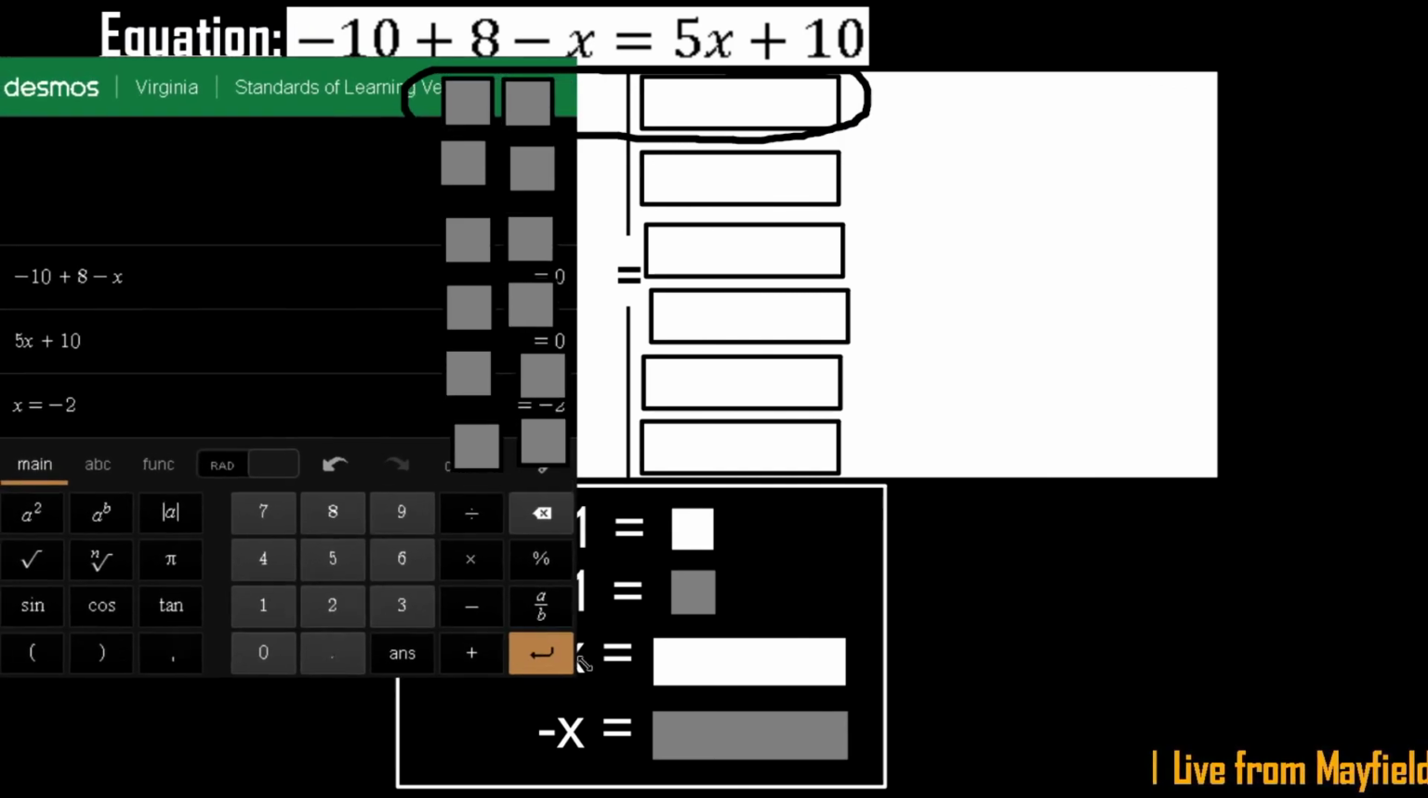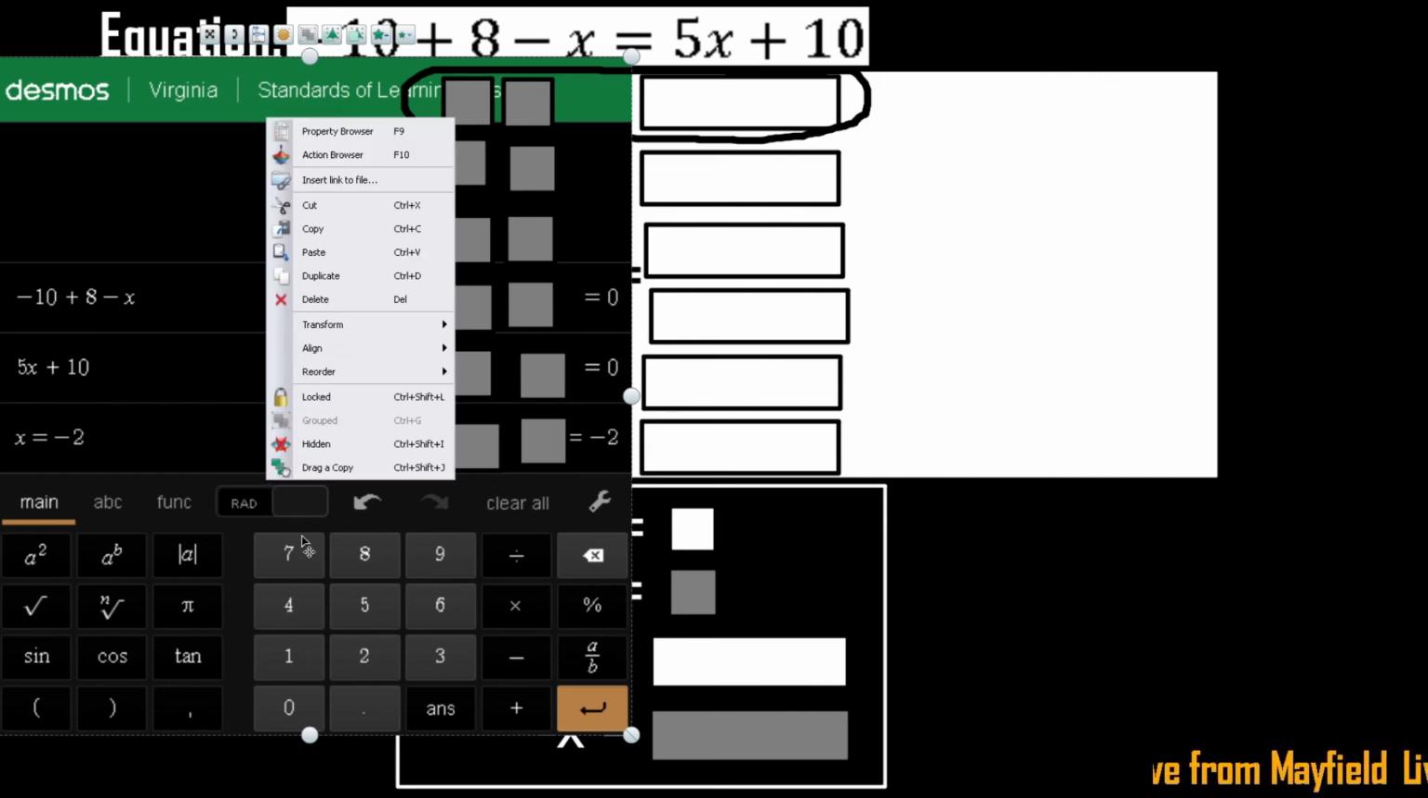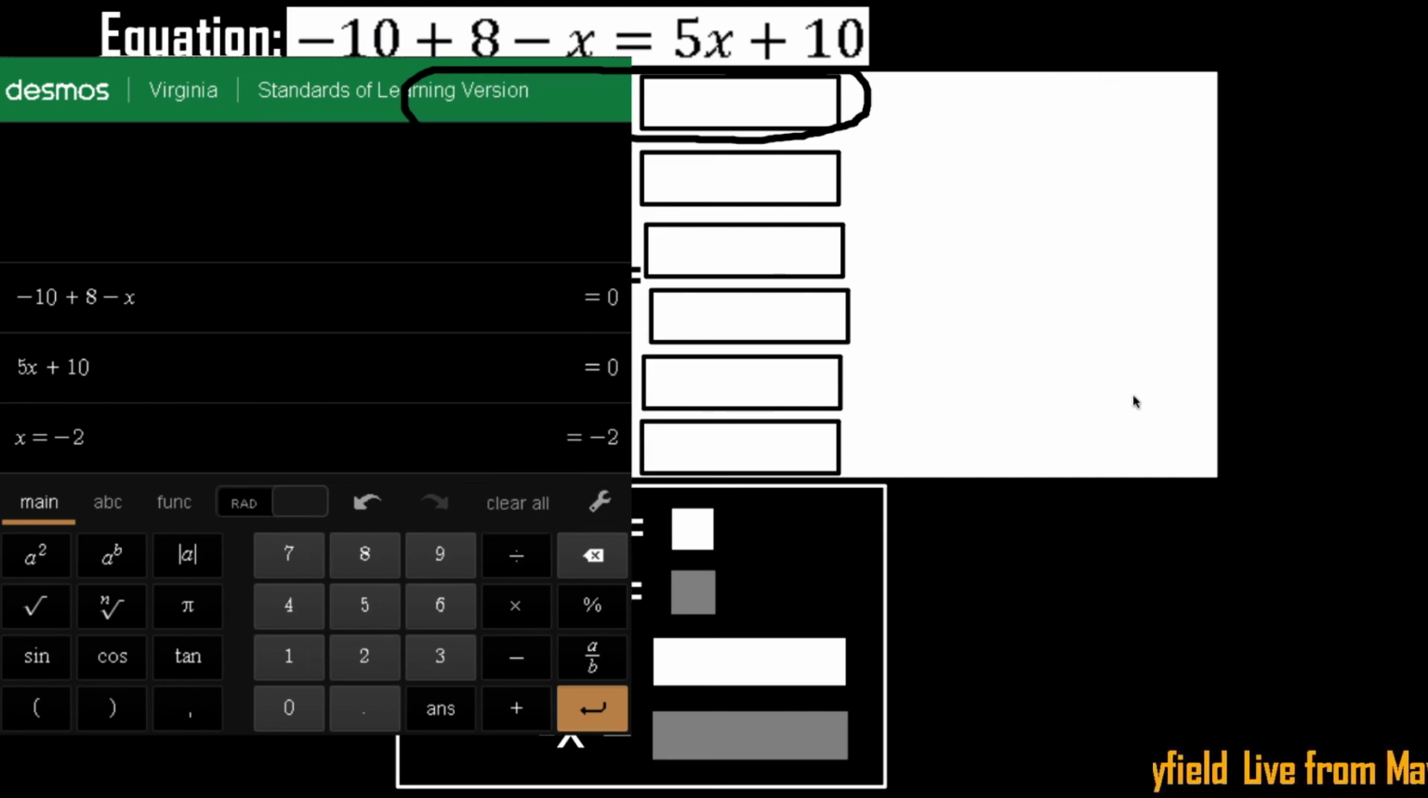To check our answer, let me actually bring this to the front one more time. Again, you can type in your first expression, your second expression, and then what you think your answer is. Since those two are equal to each other, we know we are good.